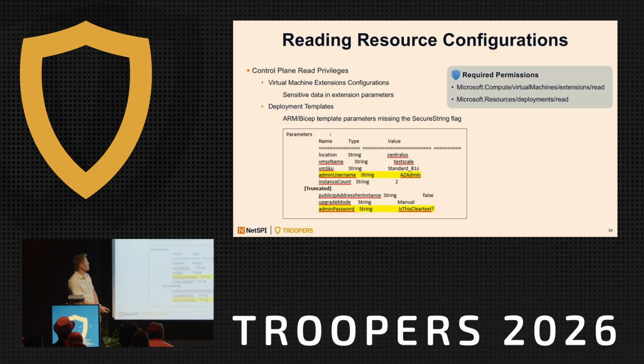So the first thing that we'll cover here is virtual machine extension configurations. When you have a virtual machine, you may want to specifically configure it. You would most likely do that with an extension, unless you're using pre-baked images or anything like that. And with those extensions, you push a configuration, and that can be read with just read permissions on the extensions. We often find sensitive data in those extension parameters.